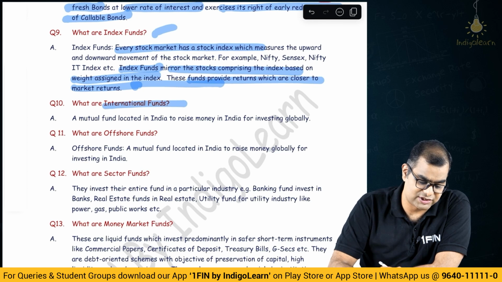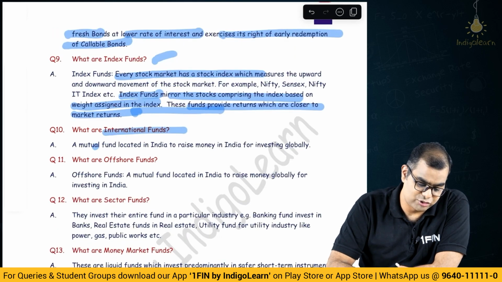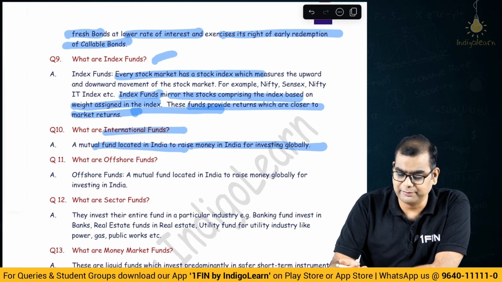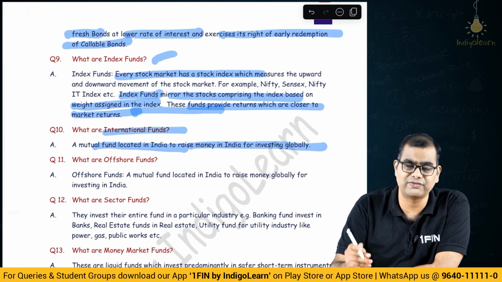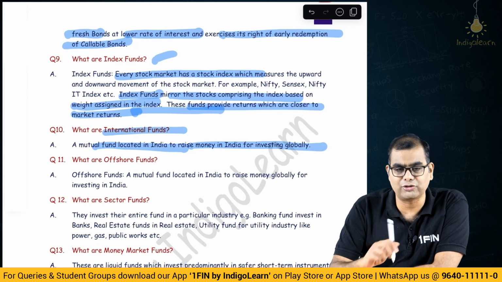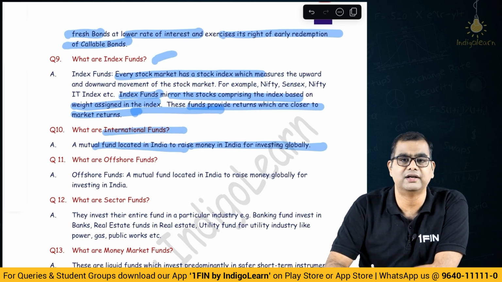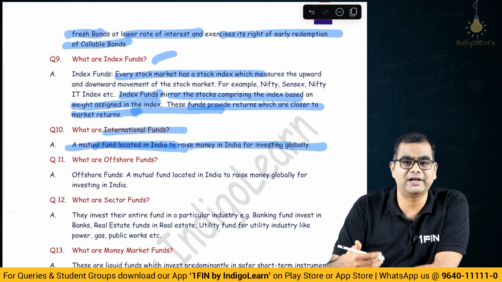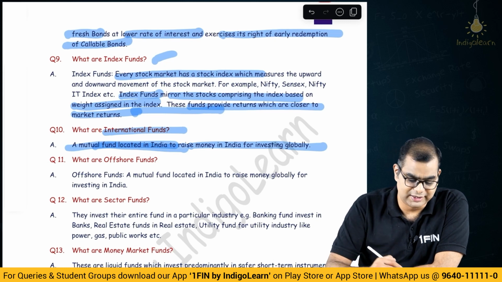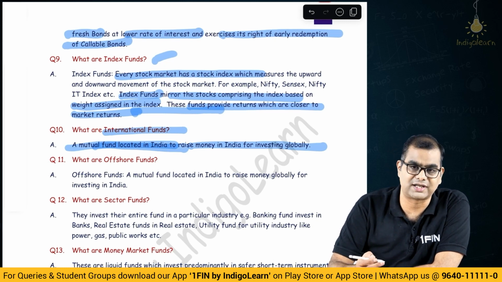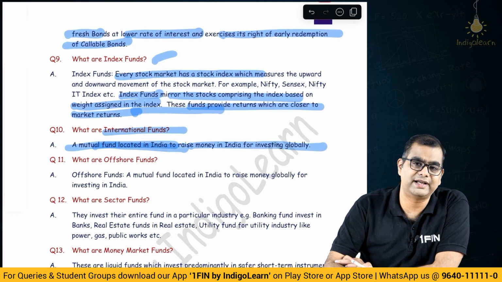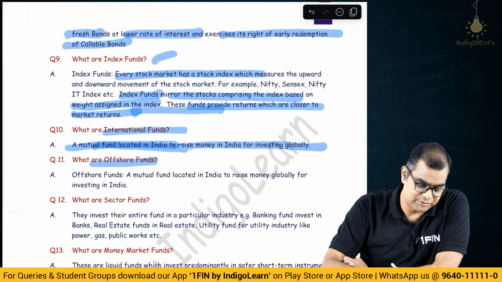Then you have something called as international funds. These are funds, a mutual fund located in India to raise money in India for investing globally. So, you have PPFAS fund, you have a bunch of other funds where the funds raise money from people like you and me. They go and invest in stocks like Facebook, Apple, Amazon, Netflix and Google. Right. So, it's a fancy word for all these companies. So, a lot of funds in India, or rather mutual funds in India, have raised money to invest in global equities.